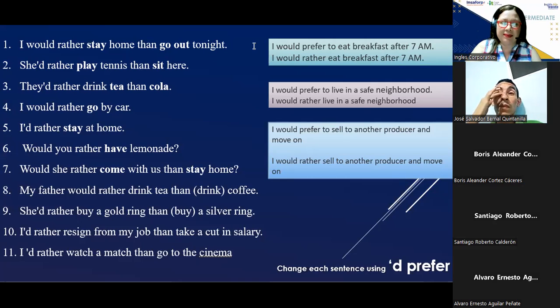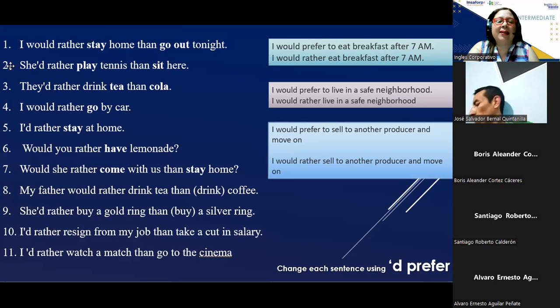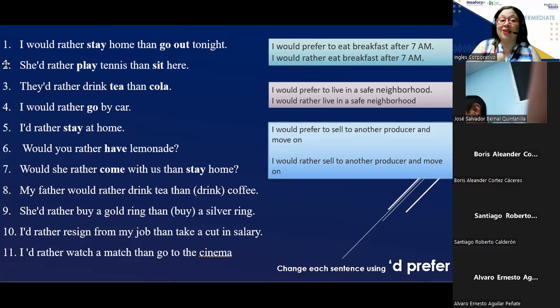Now let's look at when we just say one preference in general. We could say, I will prefer to eat breakfast after 7 a.m. I would rather eat breakfast after 7 a.m. This is the structure we are using here because you're using would rather. So number two says, she'd rather play tennis than sit here. The person is sitting and not doing anything, maybe she's kind of frustrated because she's not playing. So you make the suggestion here: she'd rather play tennis than sit here.